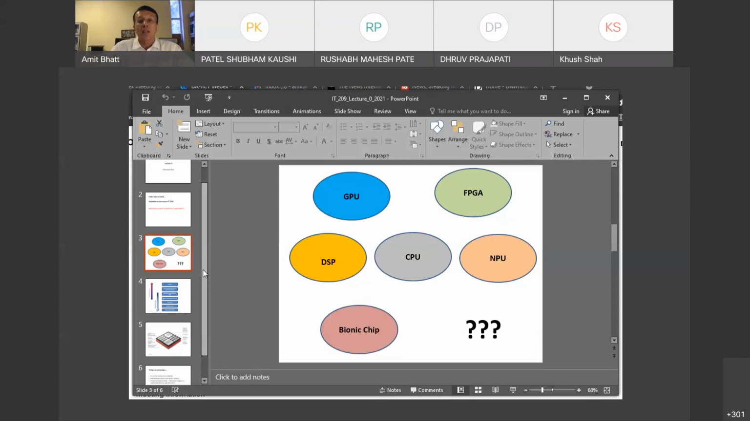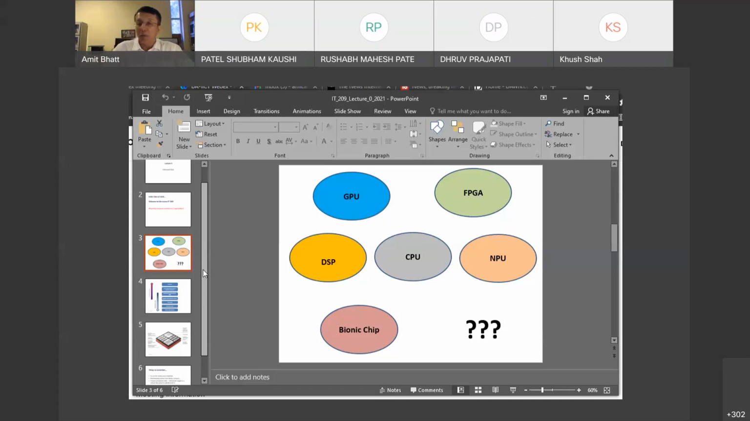And you know what? A CPU can do everything that a GPU does. A CPU can do everything that a DSP does. A CPU can do everything that an FPGA or NPU does. And your question is, why not make a very powerful CPU, instead of making GPU and DSP and FPGA and keep on increasing components in your SoC? Well, the reason for that is simple. Your GPU, DSP, NPU, they're special purpose things.